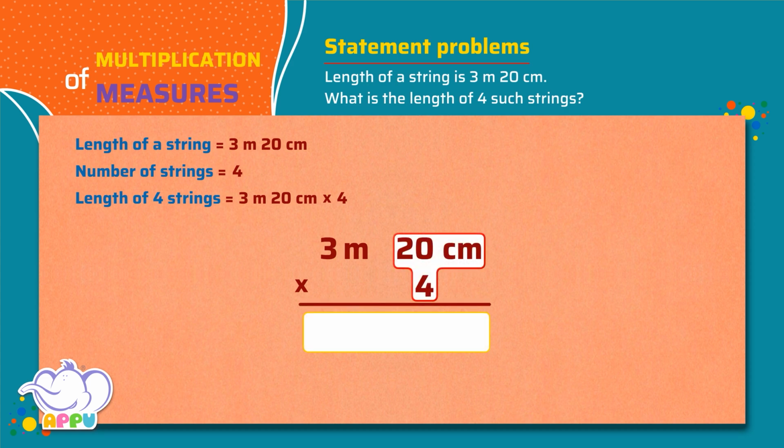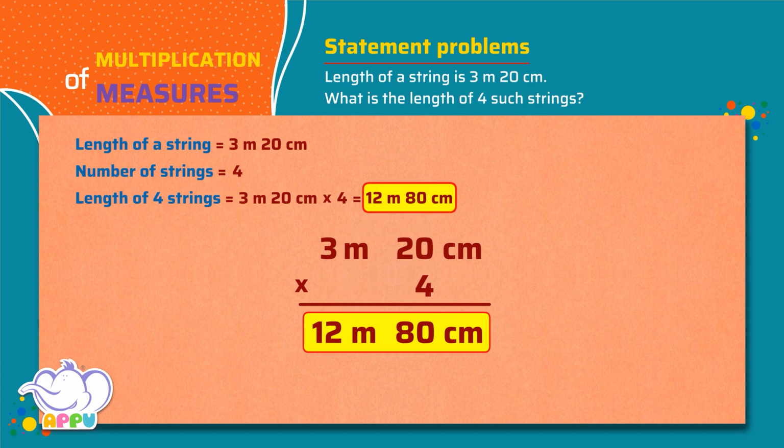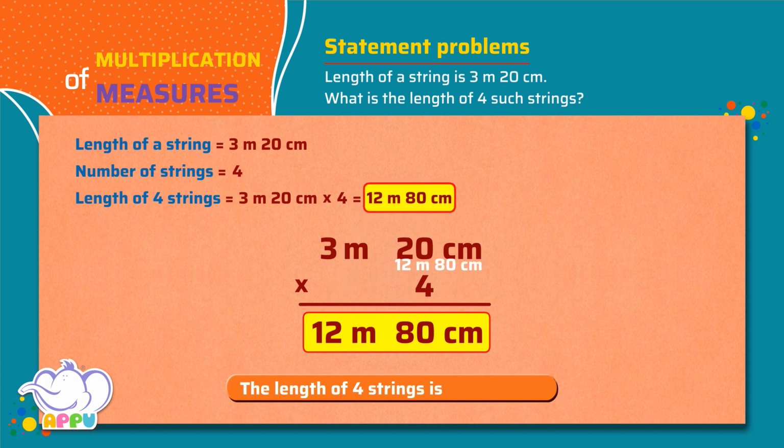4 times 20 centimeters equals 80 centimeters. 4 times 3 meters equals 12 meters, which is 12 meters 80 centimeters. So the length of 4 strings is 12 meters 80 centimeters. Amazing!